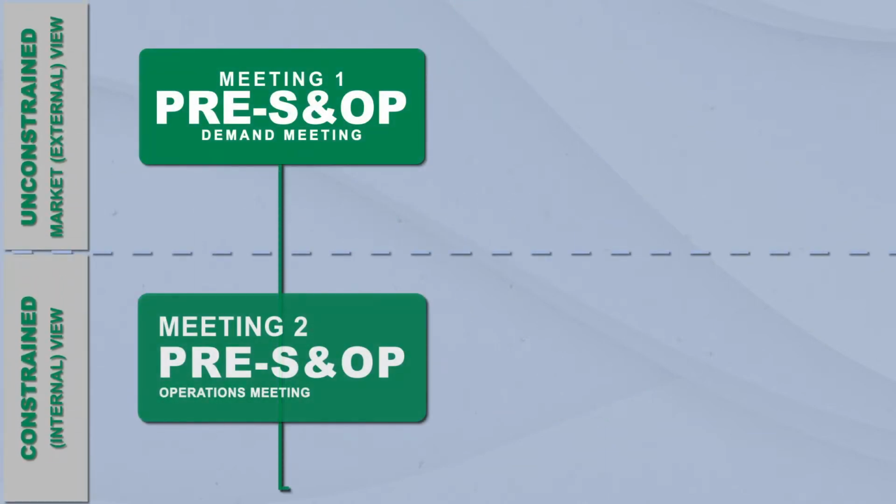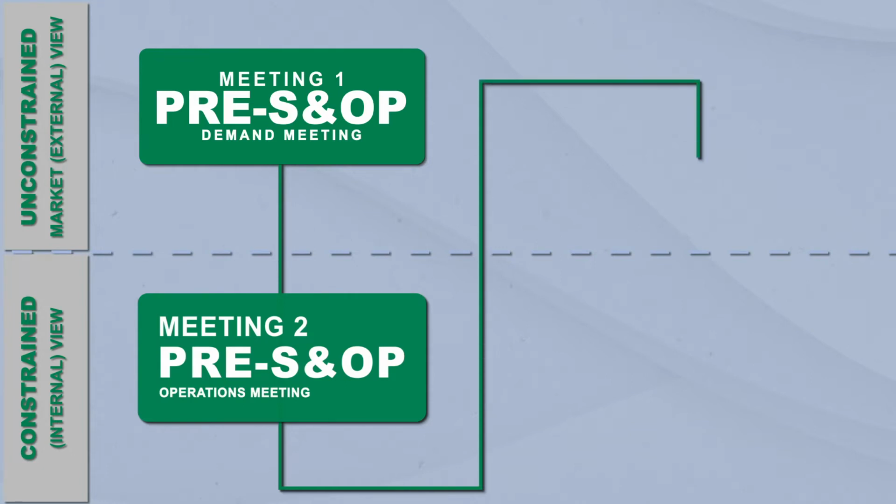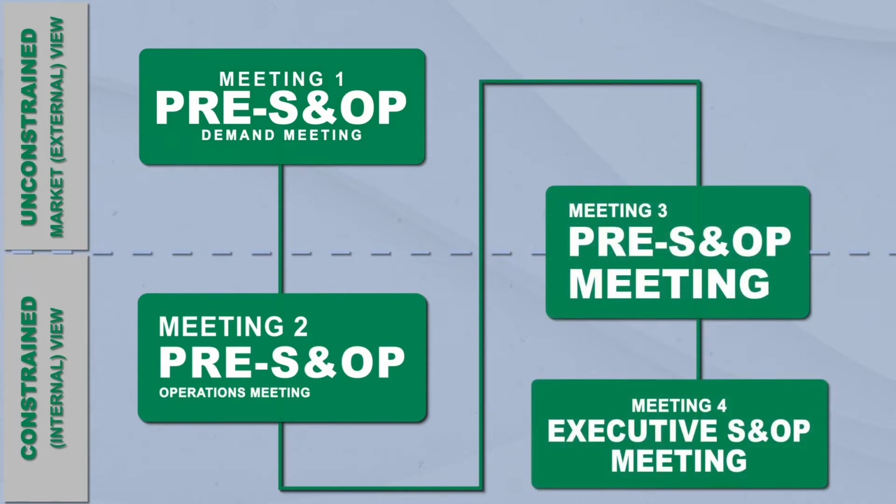So having a good process with clearly identified responsibilities and accountabilities and meeting outcomes is critical to making S&OP work. As I mentioned before, I cover this in more detail in another video, which you can find by following the link below. This brings us to the second key to making S&OP work, which is family structure.